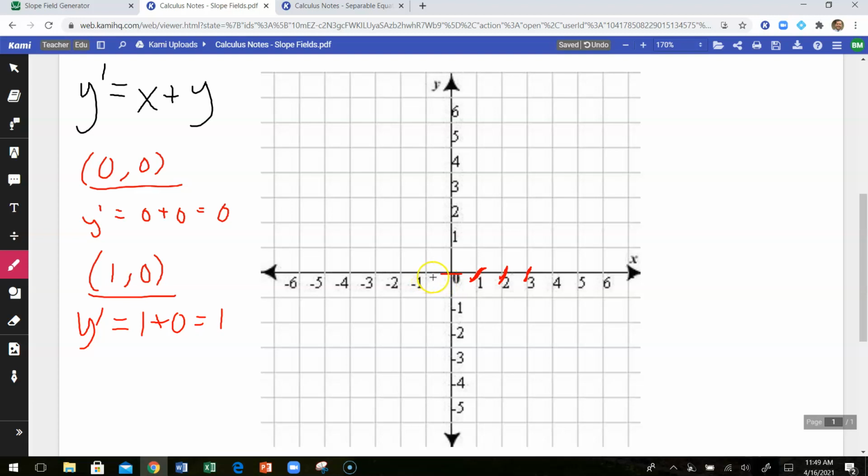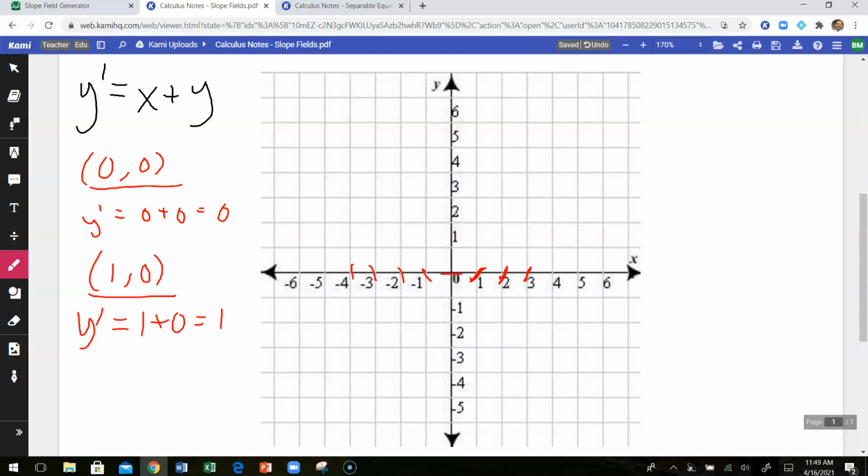What if I went the other way on the x-axis? Negative 1, 0 would give me a slope of negative 1. So that would be like that. And then negative 2, a little bit steeper. And negative 3, a little bit steeper. And more steep as I go out to the left here.